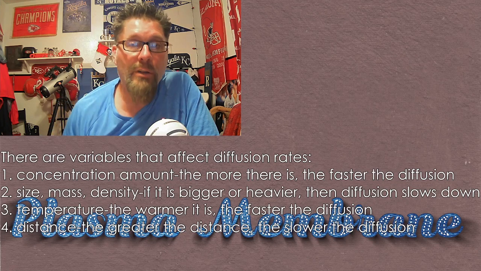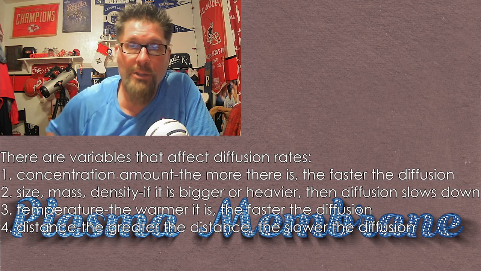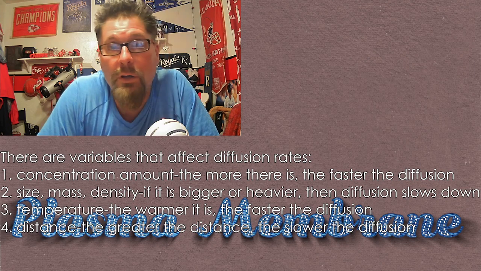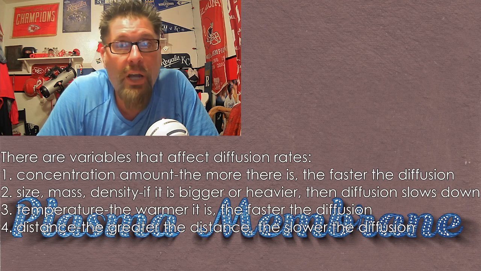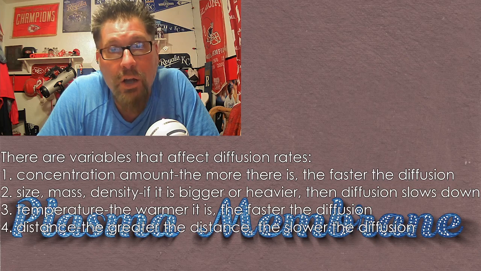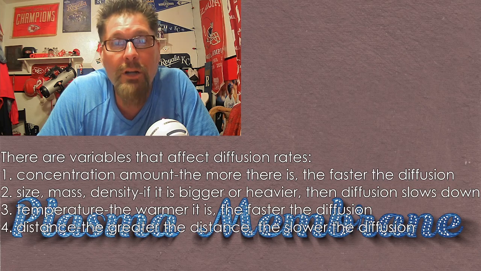If there's 15 of something on the outside and 2 on the inside, diffusion is going to happen pretty rapidly. You may have 8 or so move across at one time to balance that out. But if there are 15 on the outside and 10 on the inside, then it'll happen a little bit slower.